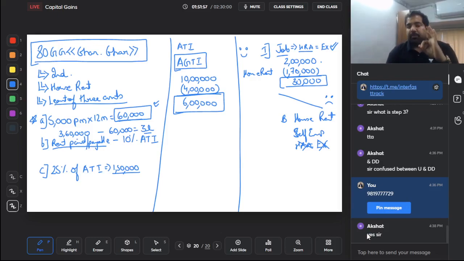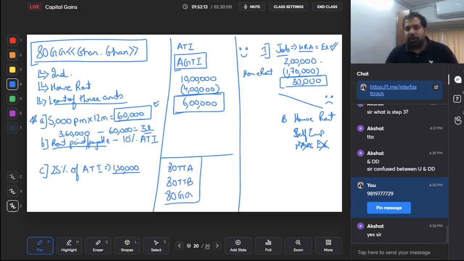You should know 80GG is very hidden in the exam, guys. I'll tell you three deductions which are hidden. 80TTA is very hidden. They will never tell you. But if you see saving bank account interest, you know it's 80TTA. 80TTB is also hidden, and 80GG. These three are hidden. Always check for these three deductions. Alright, that is 80GG.